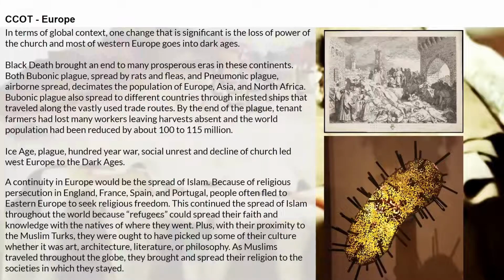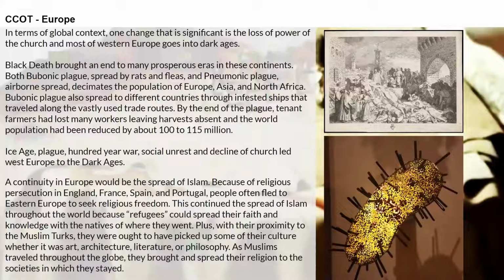The global context: one change that is significant is the loss of power of the church, and most of Western Europe goes into the Dark Ages. The Black Death brought an end to many prosperous eras in the continent, unfortunately. This took a toll on development, but it did bring an influx to religion in different cultures, because a lot of people wanted religious guidance through this terrible time.